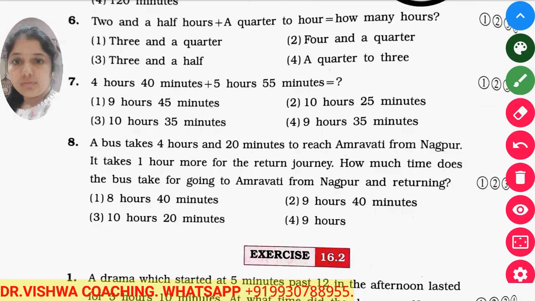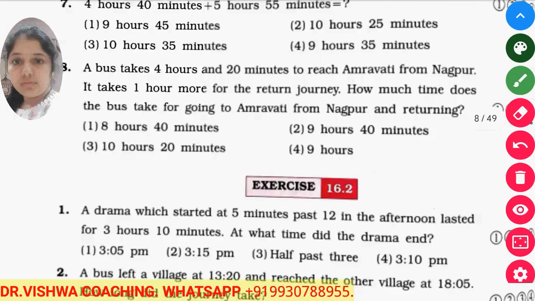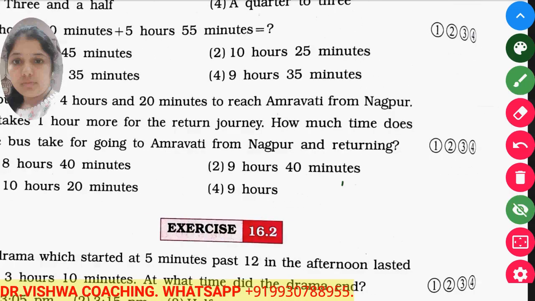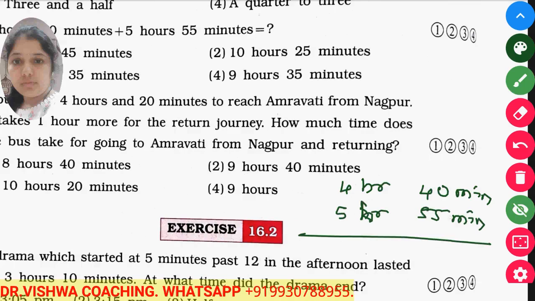Now here 4 hours and 40 minutes and 5 hours and 55 minutes we have to add. Now see, I will show you. 4 hours 40 minutes and 5 hours 55 minutes. Now in our normal addition, here we add up to 100. Okay, but for a clock we can take up to only 60 because 60 minutes is equal to 1 hour. So first add minutes. So 40 plus 55 is equal to 95 minutes.